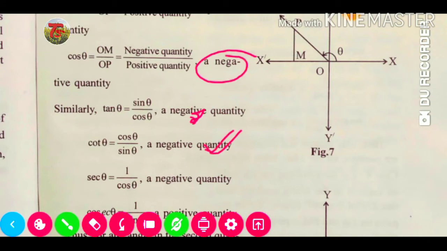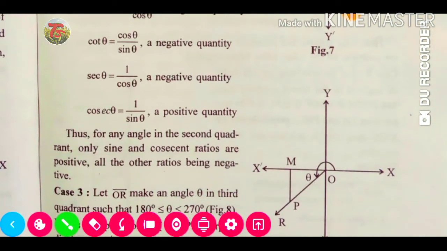Sec theta is equal to 1 by cos theta, and cos theta is negative, so it will be a negative quantity. Cosec theta will be positive because sin theta is positive. Thus, for any angle in the second quadrant, only sin and cosec ratios are positive, all other ratios being negative. Now we'll start case number 3.